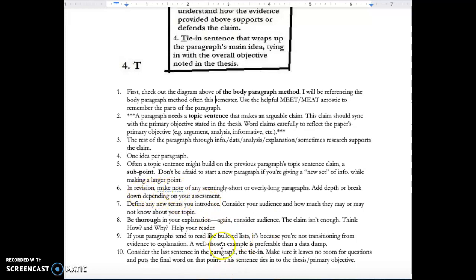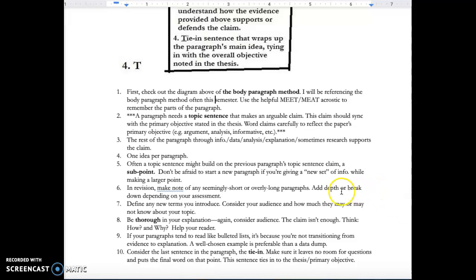Number 6, in revision, make note of any seemingly short or overly long paragraphs. Add depth or break down, depending on your assessment. So when you're in that revision stage, after you've handled the introduction and thesis, it's time to look at each body paragraph separately and say, did I do these things? Did I stay focused on one idea? Or am I repeating myself? Or am I going on and on about something unnecessarily? Where can I cut repetition? There are a lot of things we might find, or weaknesses we could find, when we start trying to take our paragraphs and reassess them one at a time.